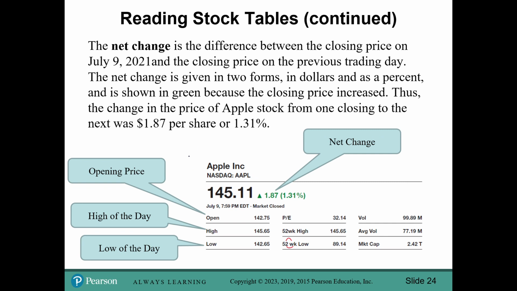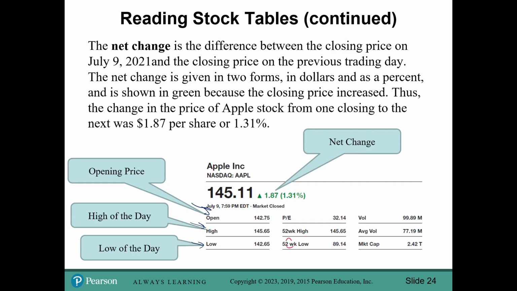The opening price is what's labeled as open. You see that here. The high of the day is labeled here because stocks go up and down sometimes by the second, right? So the high of the day here was $145.65. The low of the day was $142.65. Your net change is shown in green right here. It'll be shown in green if it goes up, and red if it goes down. So our net change was up 1.87, or 1.31%.